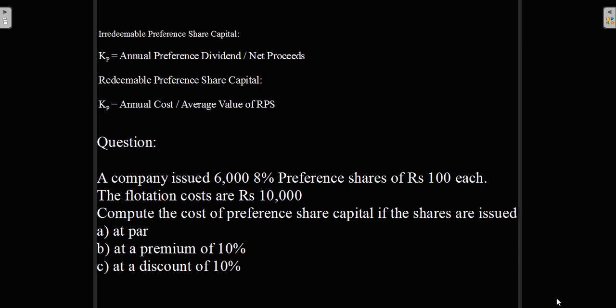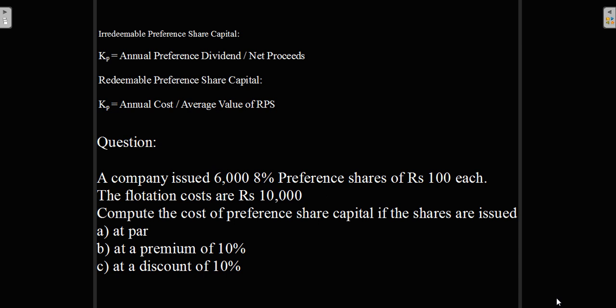Since the preference dividend is not tax deductible, there is no need for tax adjustment in calculating the effective cost of preference share capital. Like the debentures, preference shares are also divided into two categories, irredeemable and redeemable.